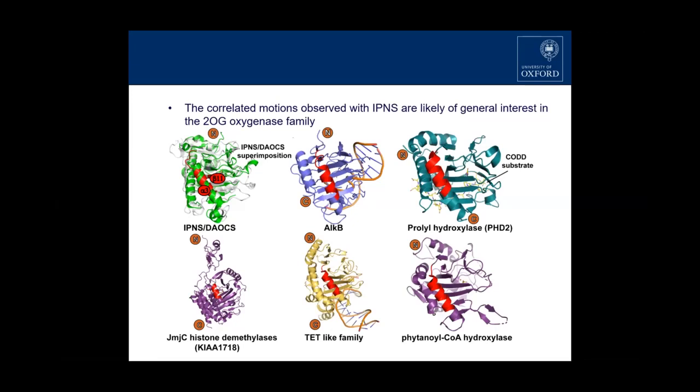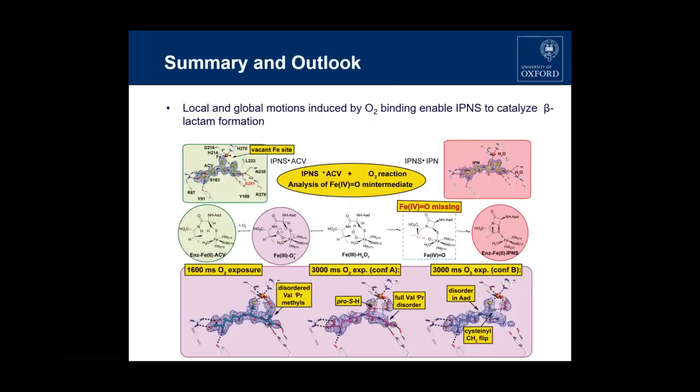Why is this relevant? So we believe that the correlated motions observed with IPNS are also likely of general interest for the other 2OG oxygenase family, because they all have a similar fold. And we hope that future work will show this, for example, for AlkB, which is involved in DNA repair, or PHD2, which is responsible for the human hypoxic response.